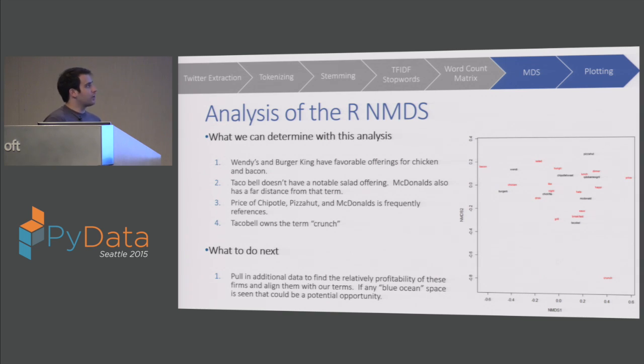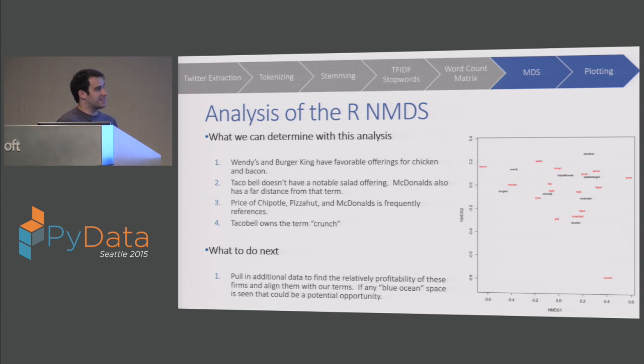Also, price is frequently referenced when people are talking about Chipotle, Pizza Hut, and McDonald's. So they might want to look into diving into those tweets and seeing, is it because the price is too high, or are people talking about price a lot because the price is too low? Also, Taco Bell owns the term crunch. If you look at crunch, it's very far in the bottom and similar to where Taco Bell is located.